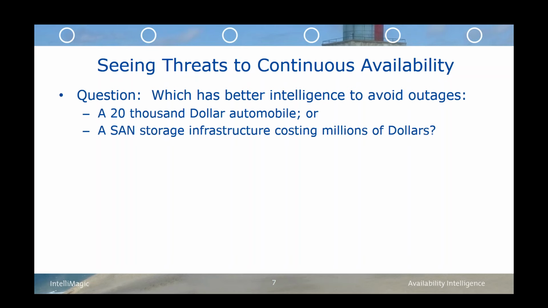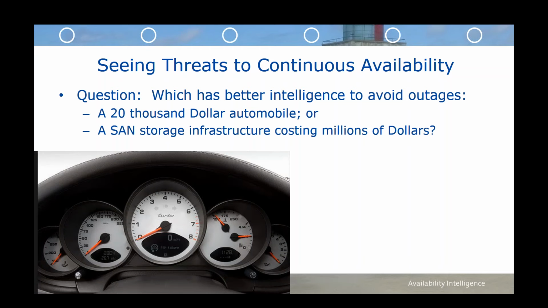Well, one of the things that we talk about is the instrumentation that's just not there in the SAN infrastructure. Despite the high price that we pay for this infrastructure, it doesn't have the same kind of capabilities that you have on an average $20,000 automobile. This, of course, is a dashboard of a Porsche 911, so it's not your average $20,000 automobile. It's just a little more interesting example to look at.